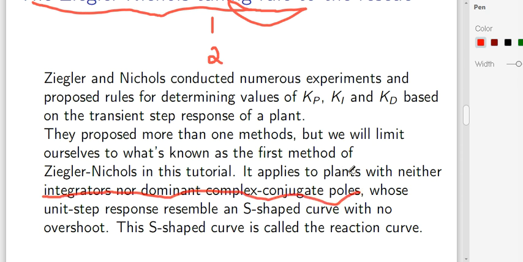Okay, it applies to the plant with neither integrators nor dominant complex conjugate poles. This method is applicable only for the system with neither integrators nor dominant complex conjugate poles whose unit step response resembles an S-shaped curve with no overshoot, and the S-shaped curve is called the reaction curve.